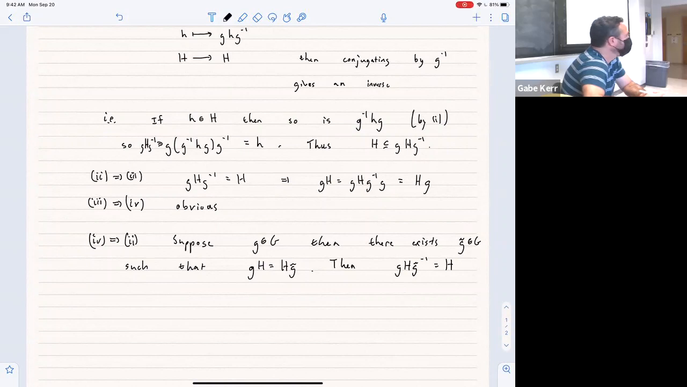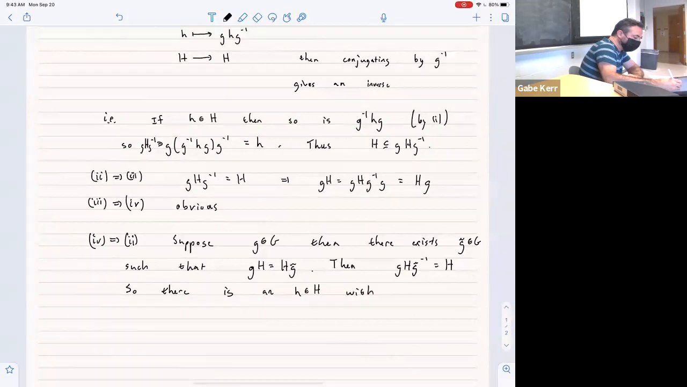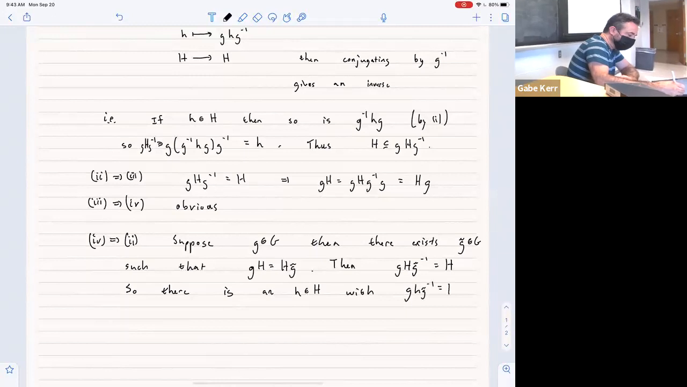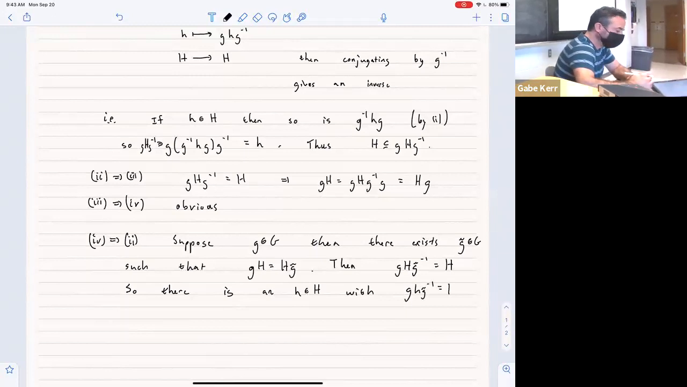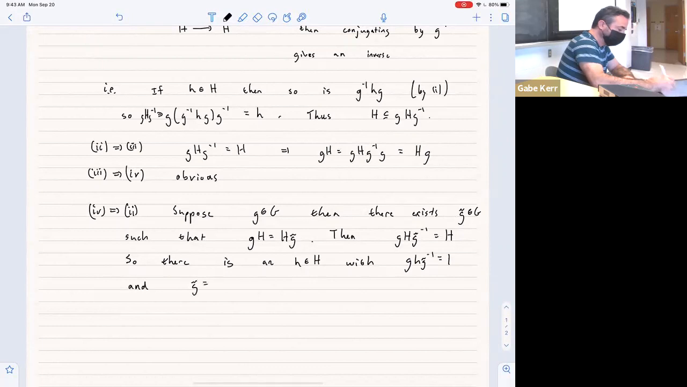Can anyone tell me an element in H? Give me an example of an element. The identity. The identity is an element in every subgroup. So there is some h with G h G tilde inverse equaling the identity. If I multiply this equation on the right, say by G tilde, I'll get this equation: G tilde is equal to G h. Right? Multiplying on the right of both sides by G tilde.